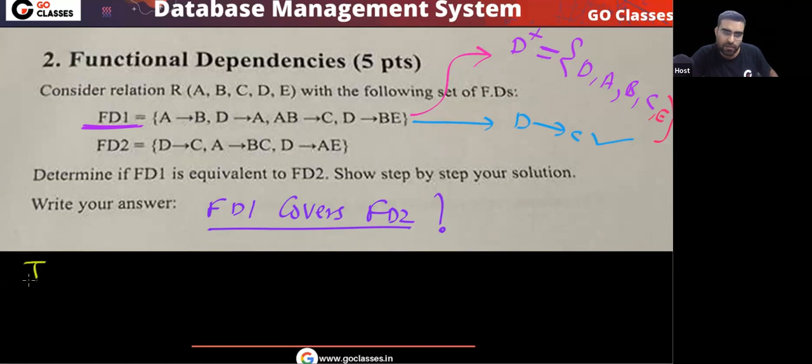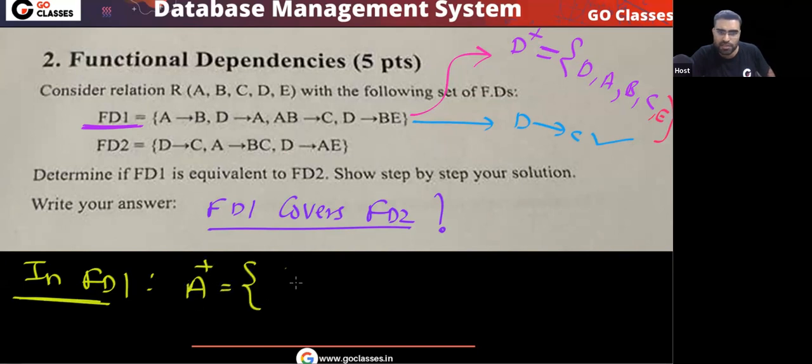In FD1, you find what is A plus. Tell me what is A plus. A plus will be A, B, and AB can give you C, yes or no? In FD1, that is your A plus. A plus is AB, AB can give you C, that's it. So we got this also. So I can say A determining BC also we got.